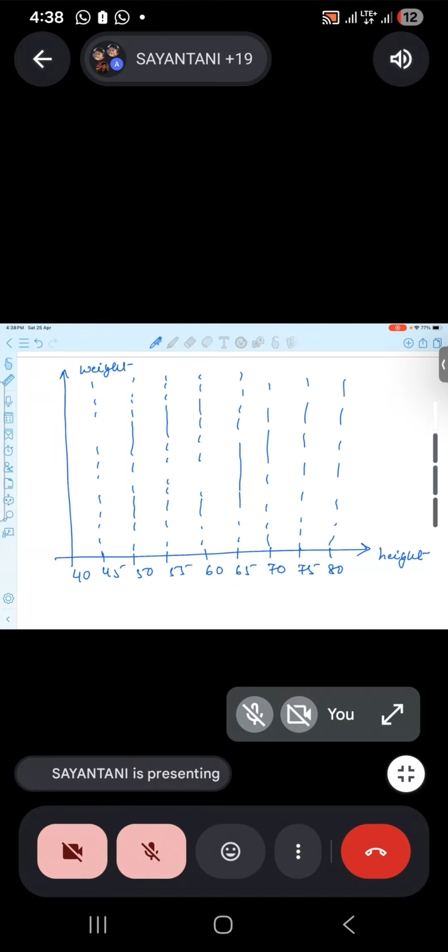Okay. Now, for the weight, we are going to have a range between 40 to 240 pounds. Again, 8 intervals, and difference between the intervals is 25 pounds. So we start with 65, 90, 115, 140, 165, 190, 215, and draw these horizontal dotted lines.